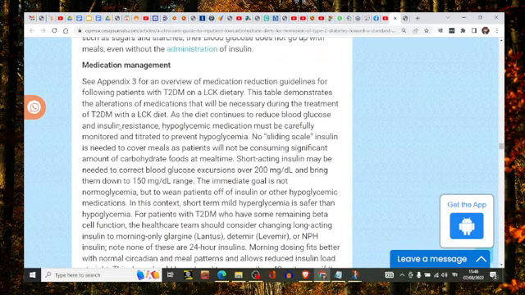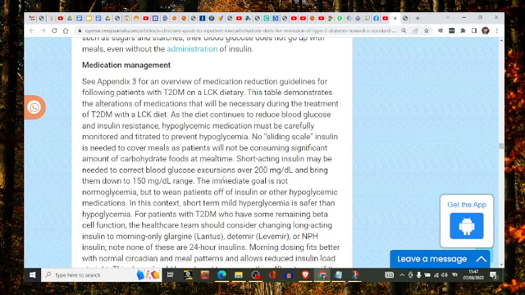See Appendix 3 for an overview of medication reduction guidelines for following patients with T2DM on a LCK dietary intervention. This table demonstrates the alteration of medications that will be necessary during treatment of T2DM with a LCK diet. As the diet continues to reduce blood glucose and insulin resistance, hypoglycemic medication must be carefully monitored and titrated to prevent hypoglycemia.